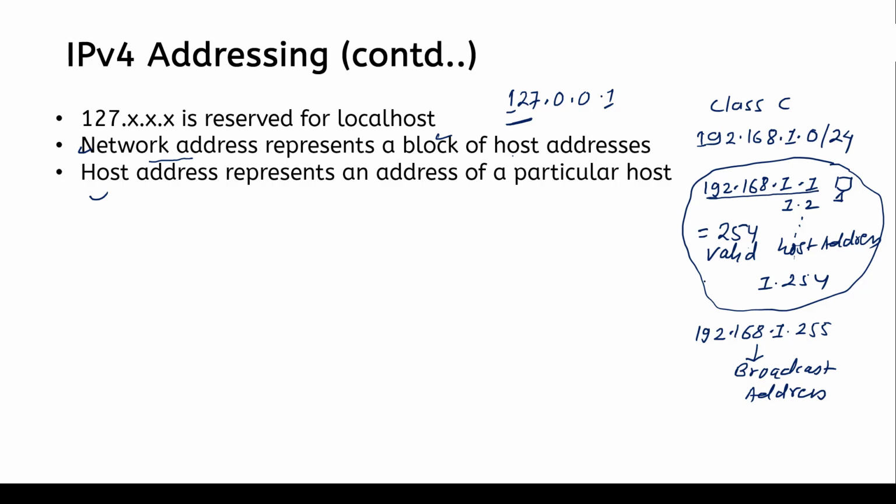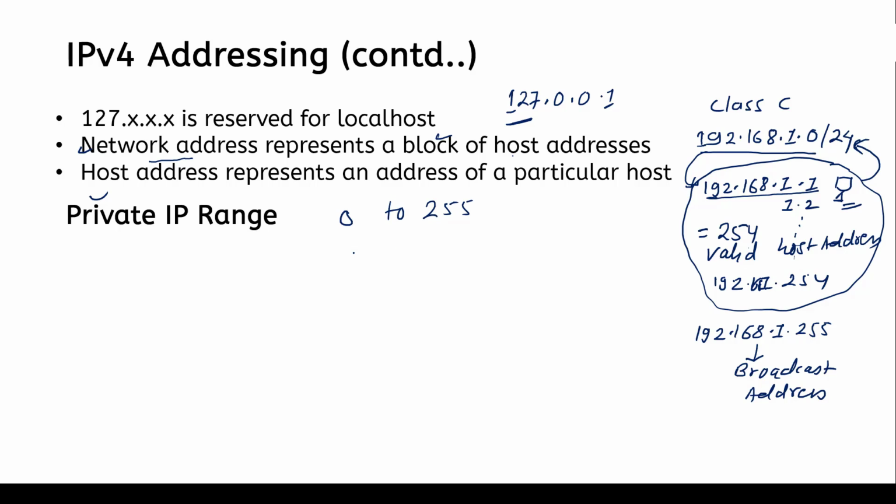The addresses from 192.168.1.1 to 192.168.1.254 are in the same network, and this is represented by this address 192.168.1.0. This is a network address and it represents multiple host addresses, and host address is an address of a particular host. Out of overall range from 0 to 255, some IP ranges are separated or reserved for private IP range. Let's see about them as well.